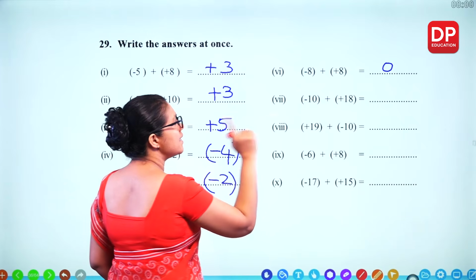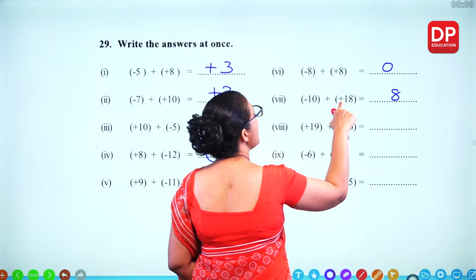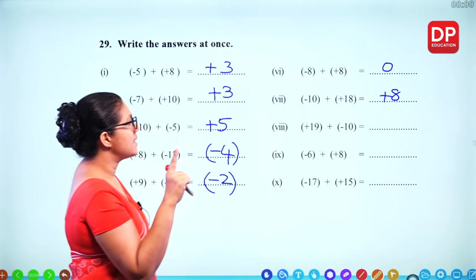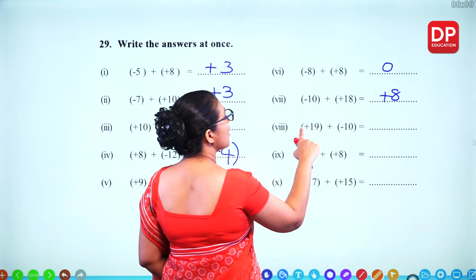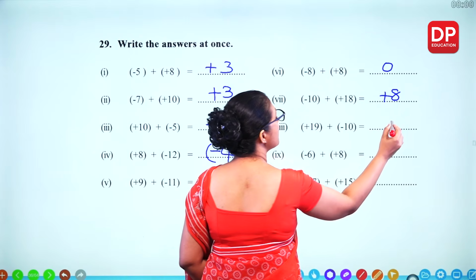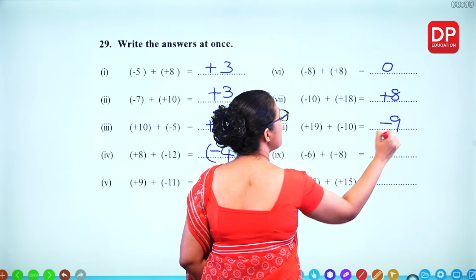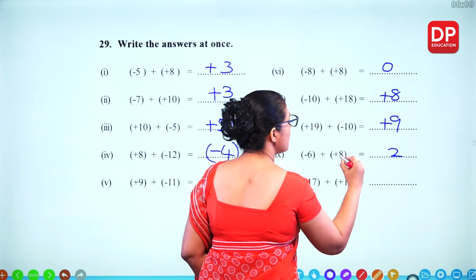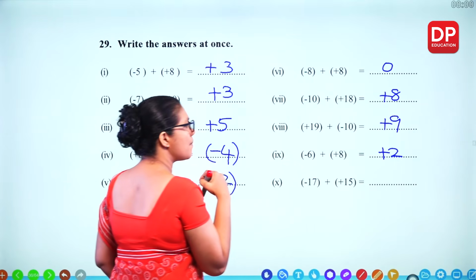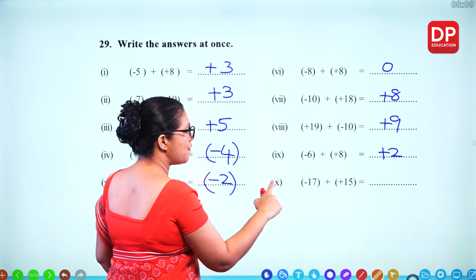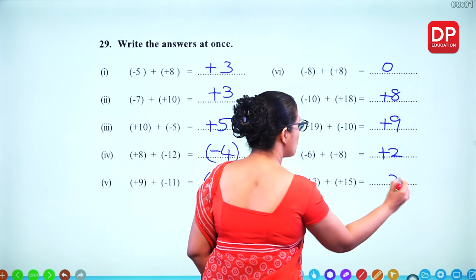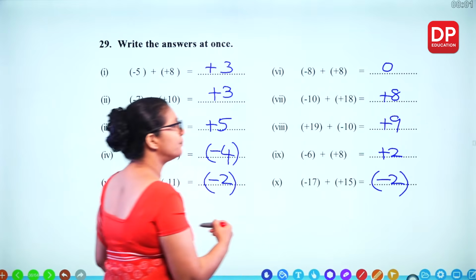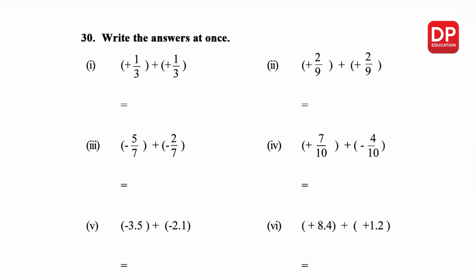18 and 10. Difference is 8 and plus because most distant value is plus 18. 19 and 10. Difference is 9 and this is plus. 8 and 6 difference is 2. 8 is most distant value, that's plus. 17 and 15. Difference is 2. Most distant value is minus. So, minus 2. Write the answers at once.